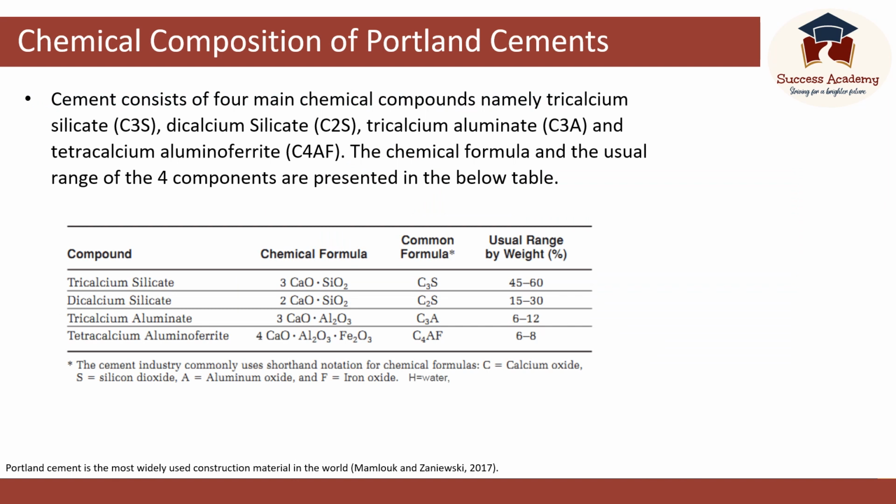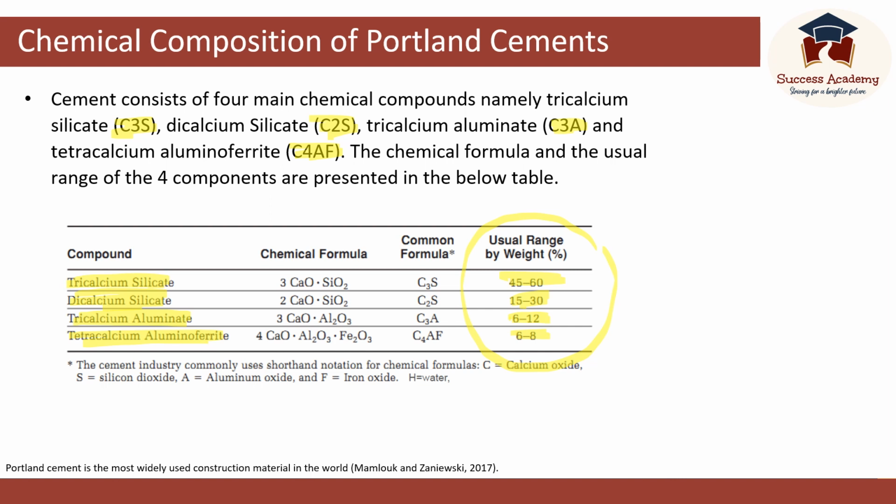Portland cement has four main chemical compounds: C3S, C2S, C3A, and C4AF. C3S stands for tricalcium silicate. C2S stands for dicalcium silicate, C3A stands for tricalcium aluminate, and C4AF stands for tetracalcium aluminoferrite. In a cement, 45 to 60% is C3S, 15 to 30% is C2S, 6 to 12% is C3A, and 6 to 8% is C4AF. However, this is the usual range. In a cement, it can be different.